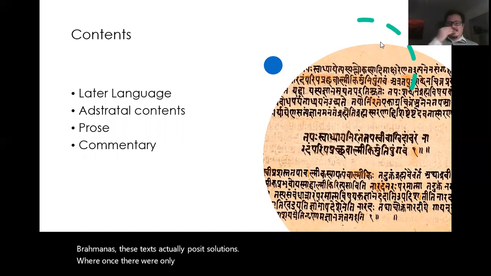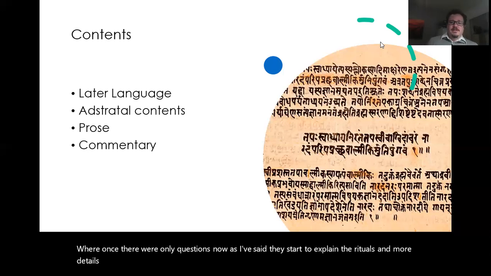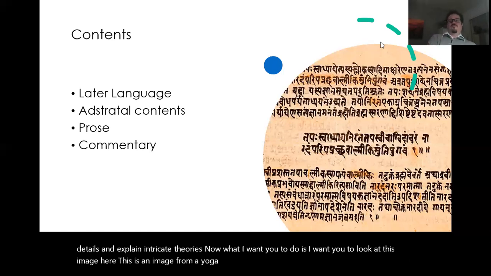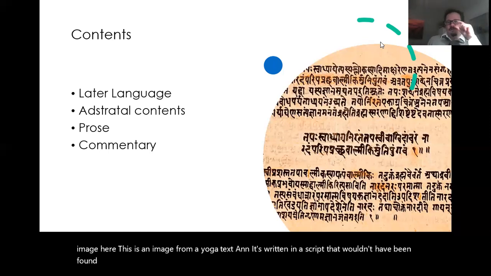Now, as I've said, they start to explain the rituals in more detail and explain intricate theories. Now, what I want you to do is look at this image here. This is an image from a yoga text, and it's written in a script that wouldn't have been found in the Vedas. But you see that there's that main chunk of text in the center there.